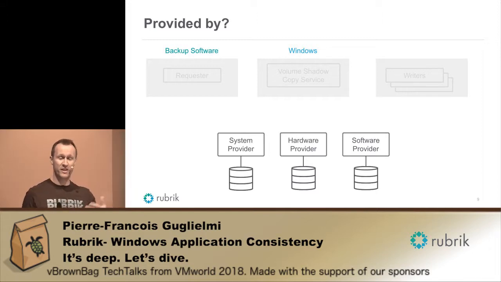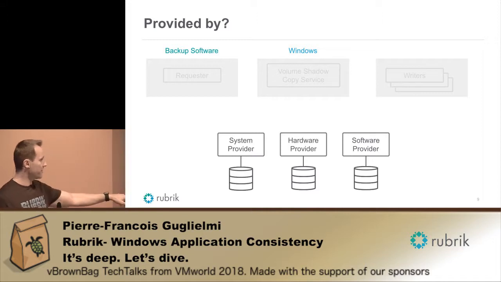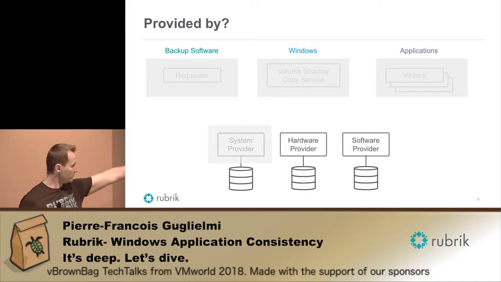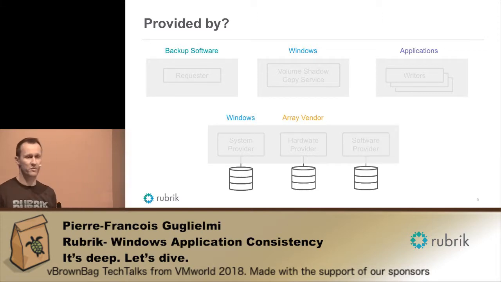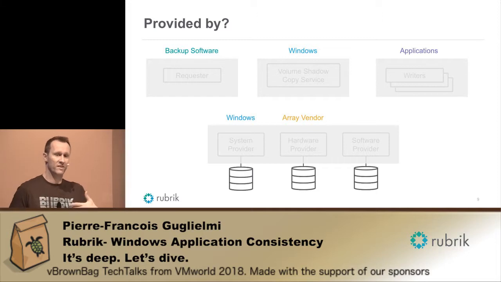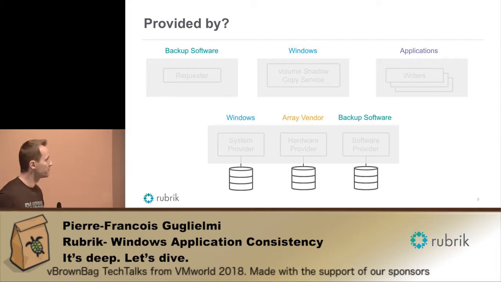So for example, for a SQL Server, the SQL Server writer is provided and installed with SQL Server at the same time. The system provider is provided by Windows again. It actually comes with the VSS service. The hardware provider comes from the array vendor, and the software providers from third-party vendors like us, for example, Rubrik.